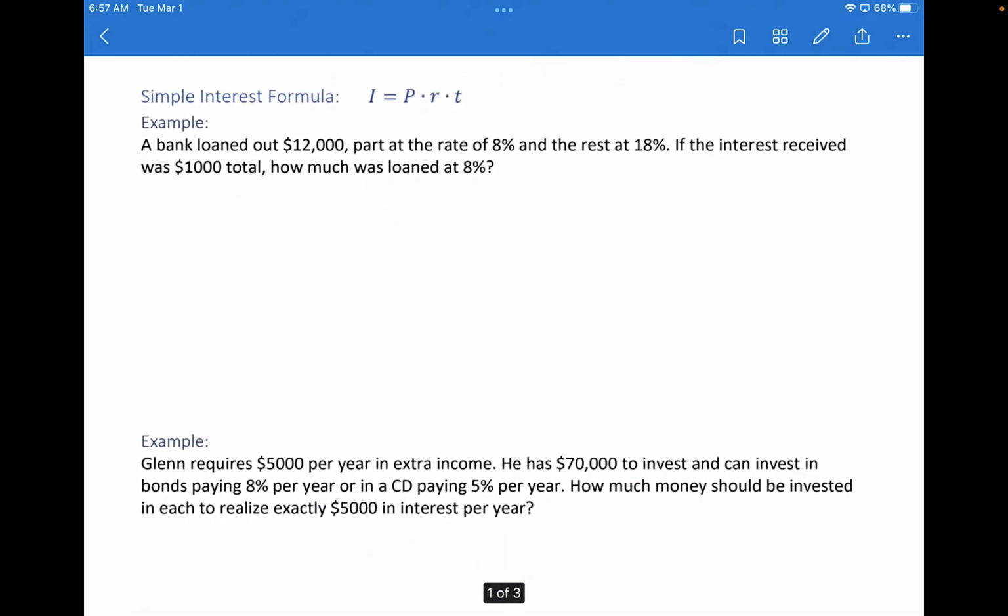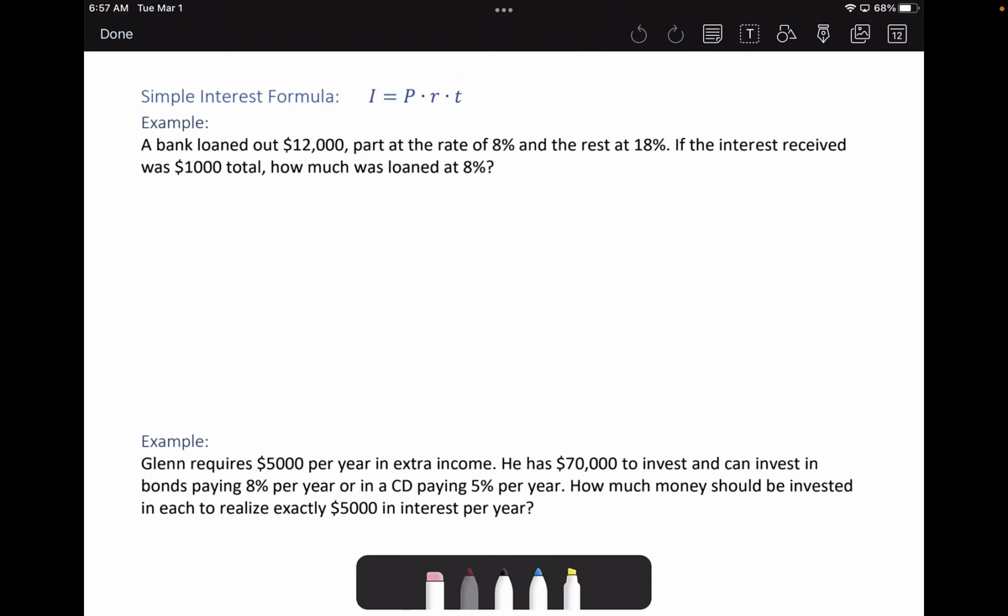In our first example, we'll look at the simple interest formula. I equals PRT, or interest equals principal times rate times time. A bank loaned out $12,000, part at the rate of 8% and the rest at 18%. If the interest received was $1,000 total, how much was loaned at 8%?